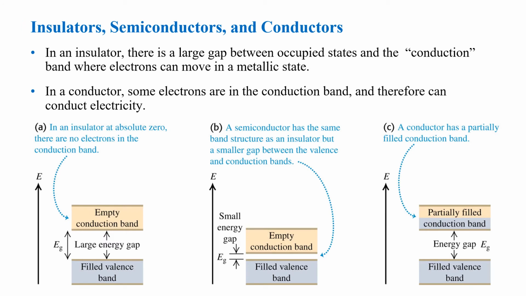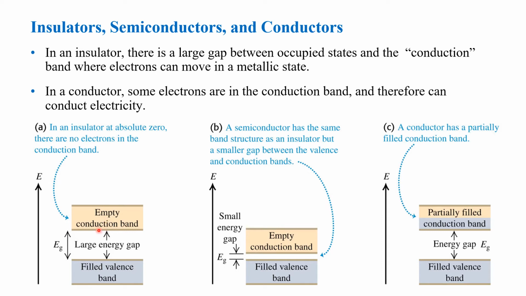These are the energy bands for your different materials: your insulators, semiconductors, and conductors. In an insulator, there is a large gap between occupied states and a conduction band where electrons can move in a metallic state. This one here is the band diagram of your insulator. As you can see, you have here your valence band and then your conduction band.